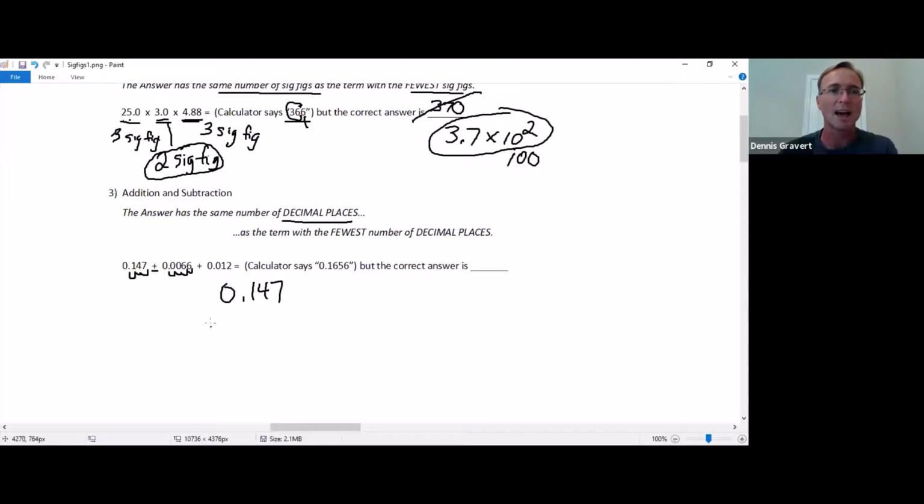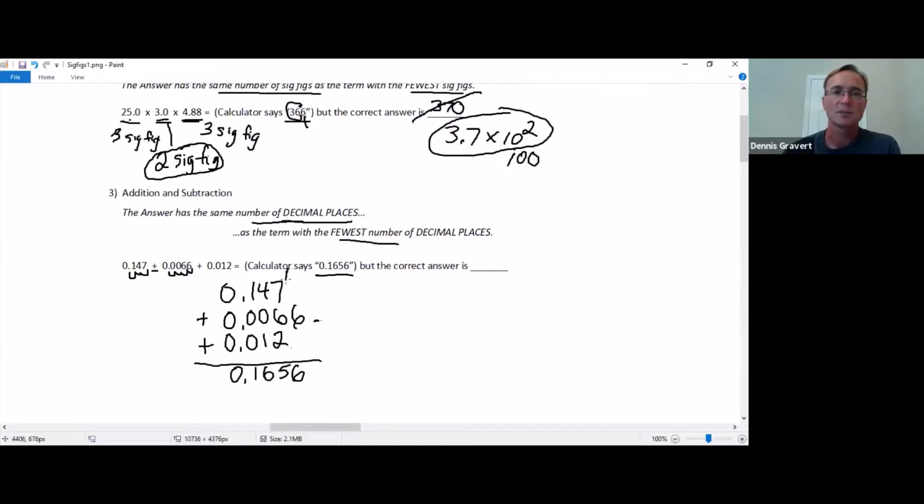All right, so I'm going to add 0.147 plus 0.0066 plus 0.012. Okay, and I put this in the calculator before I started the video. And the calculator is going to say, yeah, if you add these up, it's 0.1656. Okay, but the rule says the answer has the same number of decimal places as the term with the fewest number of decimal places. This one has 3, this one has 4, this one has 3.